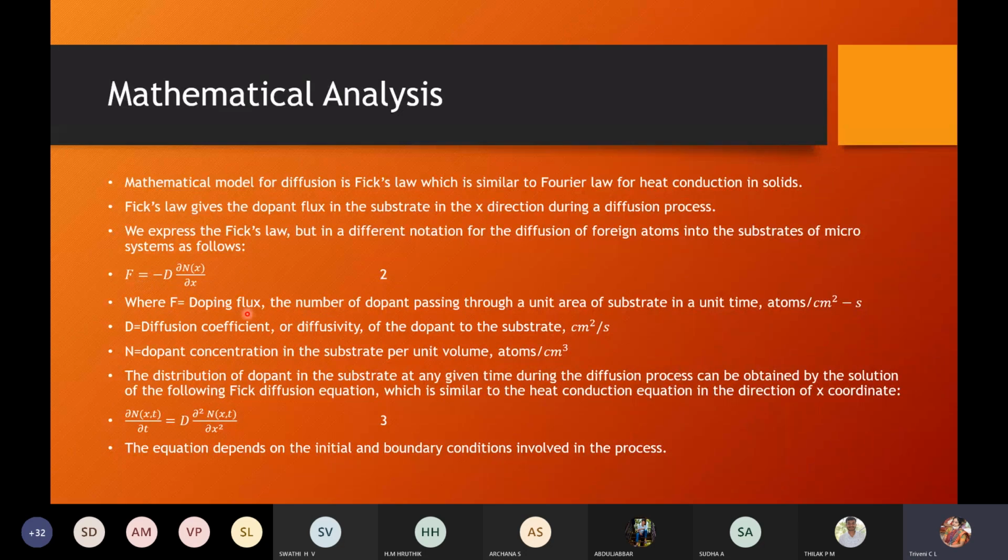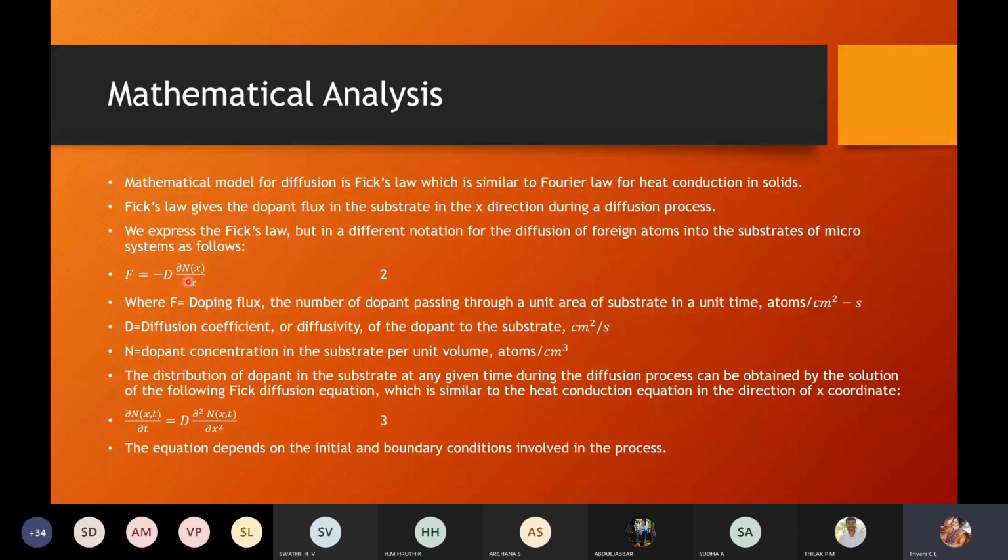So what is F? F is nothing but the doping flux. The doping flux is the number of dopants passing through the unit area of the substrate in unit time, which is given as atoms per square centimeter second. So how many dopants will be able to pass through this unit area of substrate is given by the value of N. And D is nothing but the diffusion coefficient, or diffusivity, which is measured in square centimeter per second.